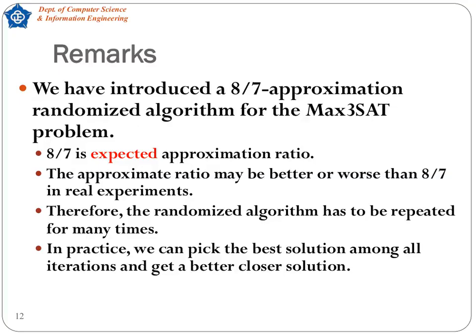As we've seen, we've introduced an 8/7 approximation randomized algorithm, specifically designed for the Max 3 SAT problem. It's really important to remember that 8/7 represents the expected approximation ratio. In real-world experiments, the actual ratio might fluctuate, potentially being even better or a bit worse than 8/7. So for practical applications, we need to execute this randomized algorithm multiple times. By repeating it and running many iterations, we can then select the very best solution found. This approach helps us get a closer, more refined solution to the problem at hand.